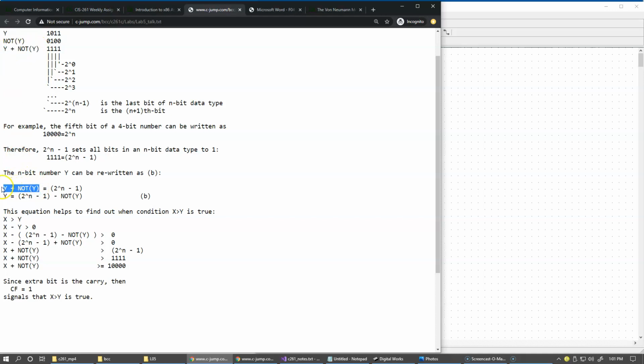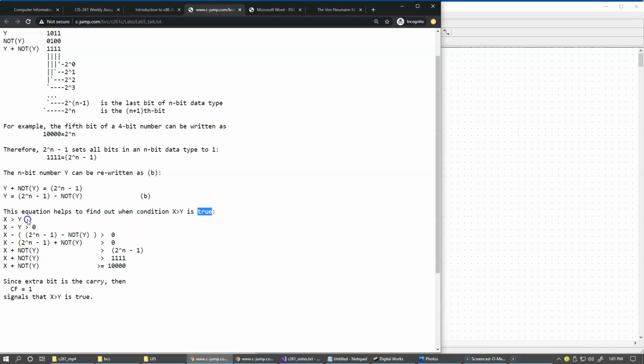So this result, we already discovered that this has all ones, because we just talked about addition of individual bits, and now we can rewrite it as this equation. So we have the left and right sides equal to one another, and then we can express y as this minus not y, and this could help us to find the condition where x greater than y is true. Okay, so we can discover this outcome.